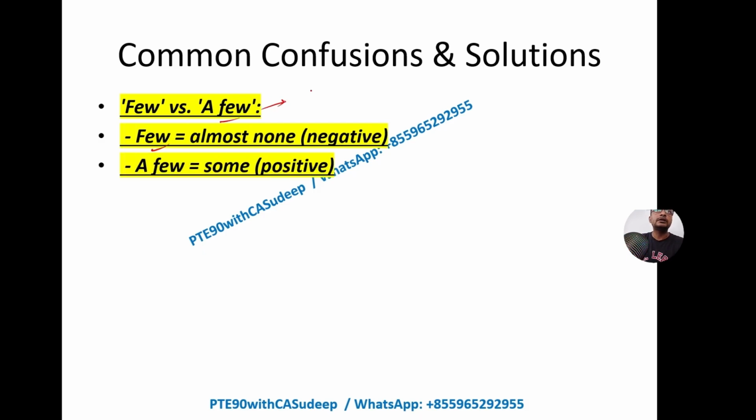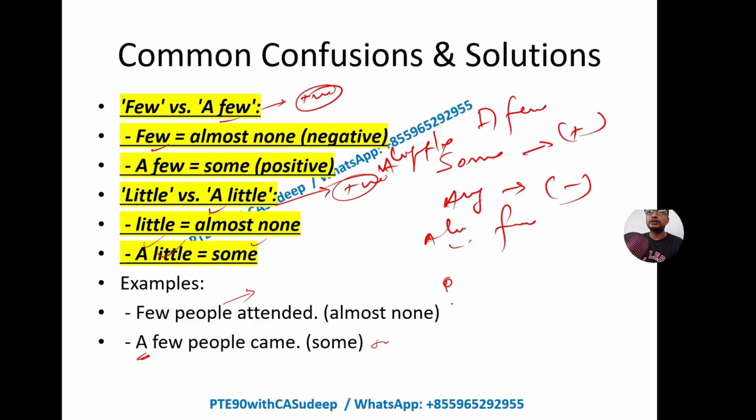So a few, let's say again, is positive, meaning you have something left. Few is almost none. Let's say I have a few apples, then I would assume that you have 1 apple or 2 apples. If you say I have few apples, then I would assume you don't have any apples.